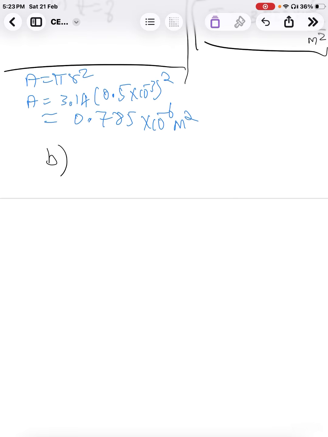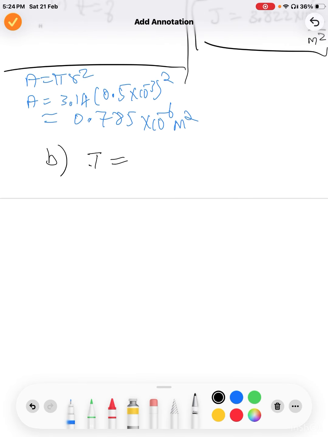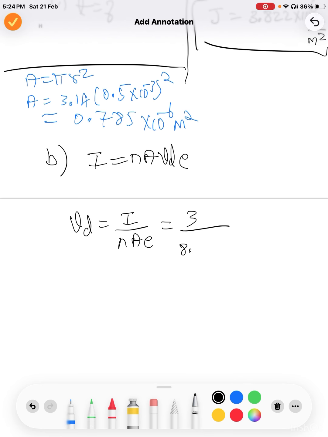What is the next formula? I equal to NAVD. So from this one I can find drift velocity. So drift velocity equal to I by NAE. So I is 3 and number density is given. What is the number density value they have given? 8.5 10 to the power of 28, into area is given 0.785 10 to the power of minus 6, into E. So what is the E value? 1.6 10 to the power of minus 19.